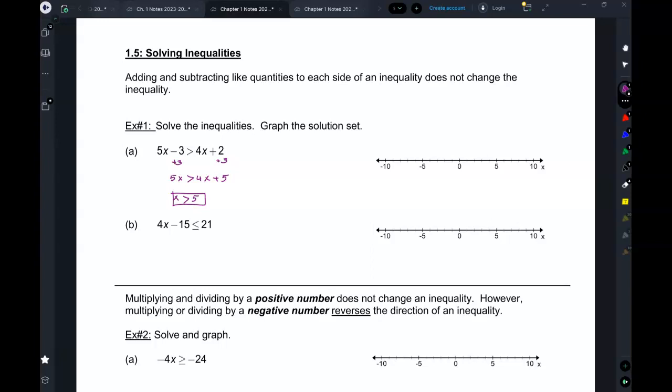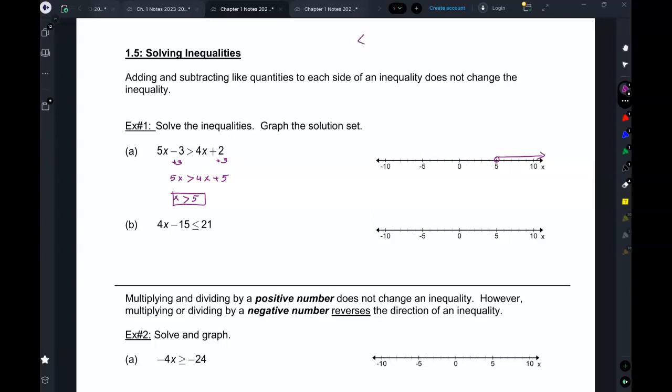So we have to have a way to represent it, and we do that on a number line. So here we go to x, we go to where 5 is, and because this is greater than, we're going to put an open circle, and I'll talk about that in a minute. And then we want the greater than, so we're going to make an arrow to the right. Okay, now a few things here.